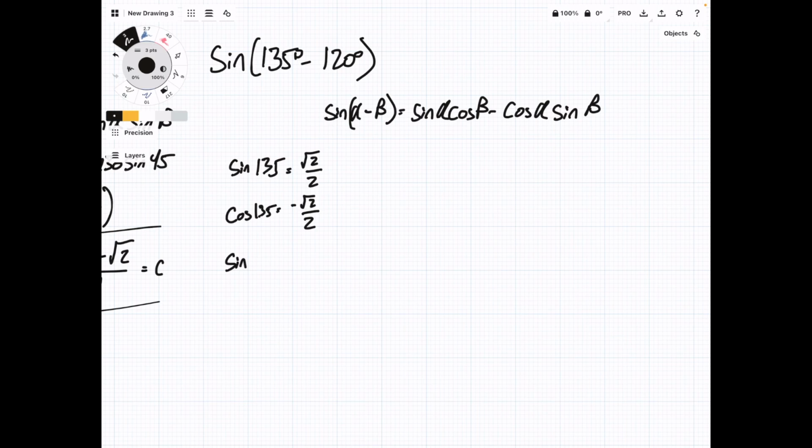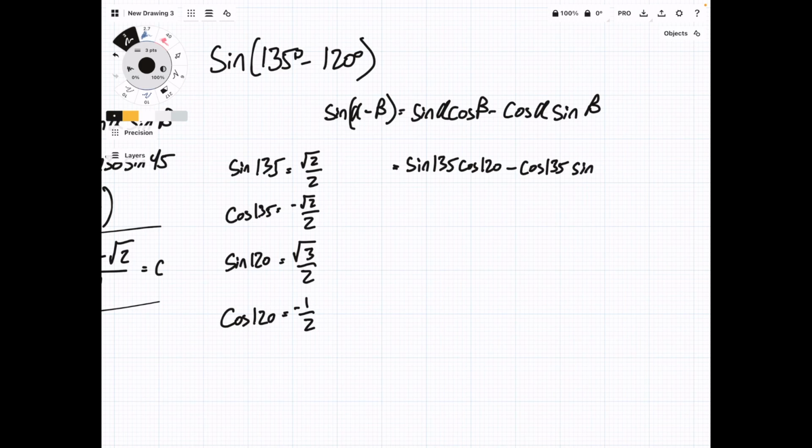Sine of 120 is equal to square root of 3 over 2, and the cosine of 120 is equal to negative 1/2. So plugging these in, actually let's run through sine of 135 times the cosine of 120 minus the cosine of 135 times the sine of 120.